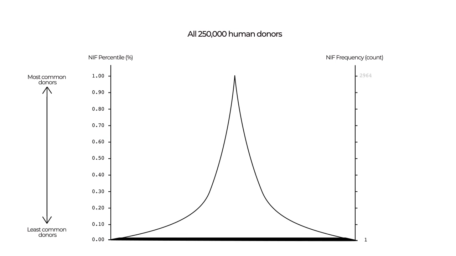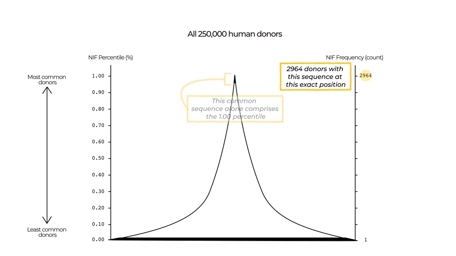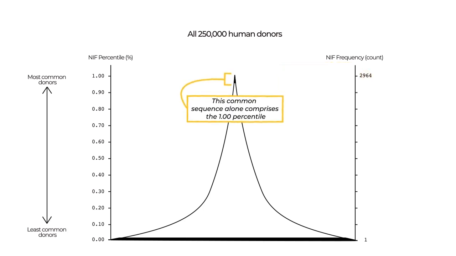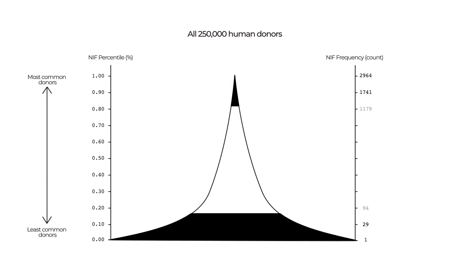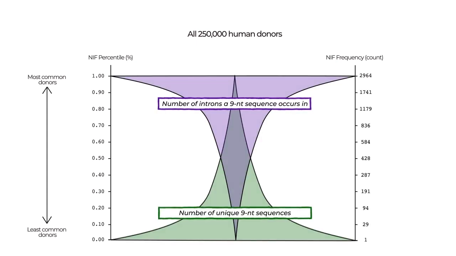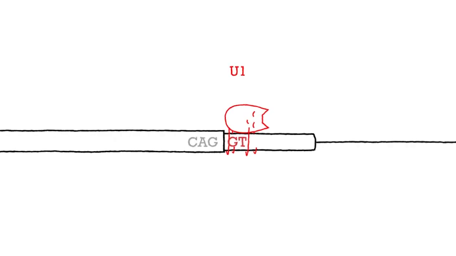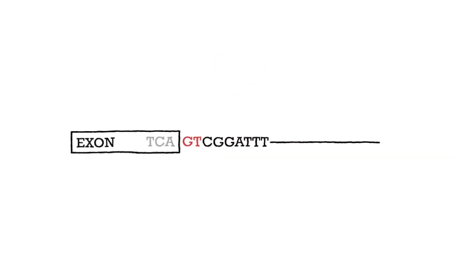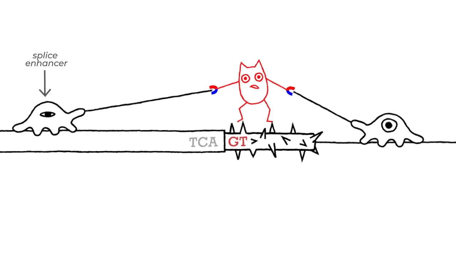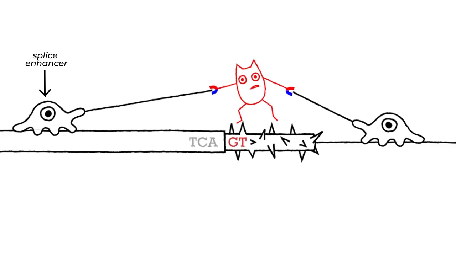The most common 9 nucleotide sequence occurs at nearly 3,000 introns and alone forms the 100th percentile of the NIF scale, the most common. All other sequences fall somewhere between these two extremes on a 0 to 1 most to least common scale. NIF works on the logic that common motif sequences are strong because they've been fine-tuned through evolution to be used efficiently by the spliceosome, while very rare or unique motif sequences are weak because they've evolved to require splicing enhancers to help execute the splicing reactions for gene regulation.